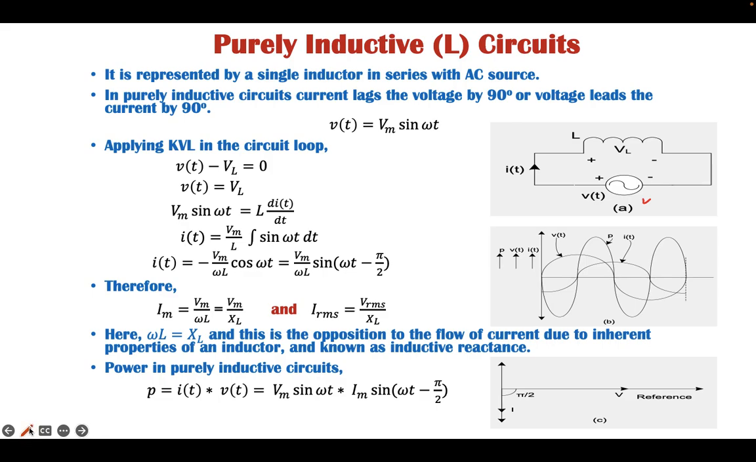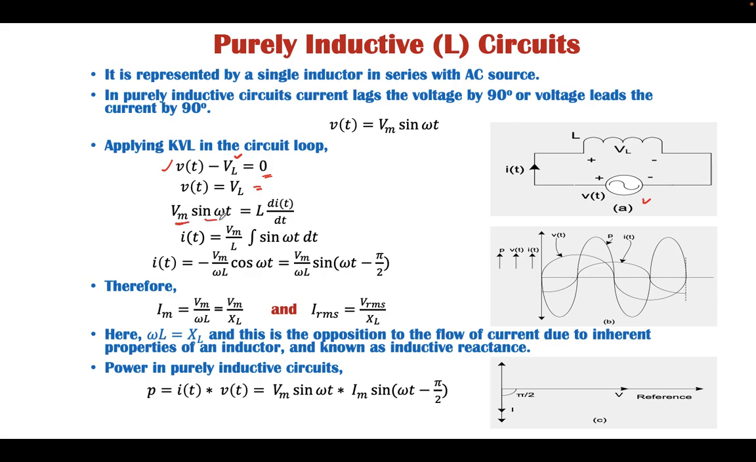Now considering these two voltages, the applied voltage is Vt, and the voltage developed across the inductor is VL. Apply KVL in this loop, then it will be Vt minus VL is equal to 0, because these two are just opposite to each other and equal. So Vt is equal to VL, and by definition we know VL is equal to L di by dt, where i is a function of time.